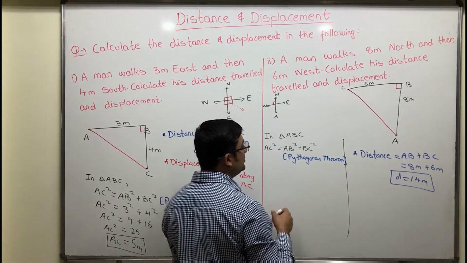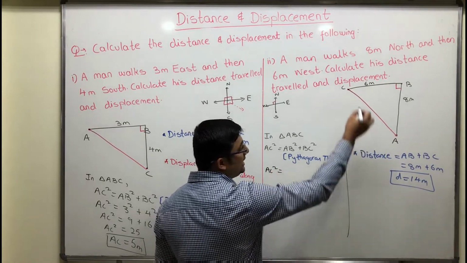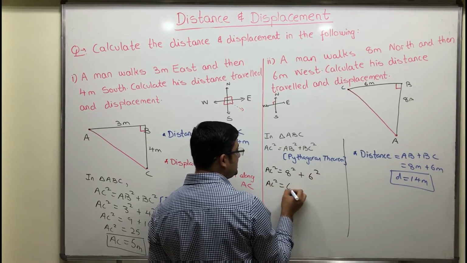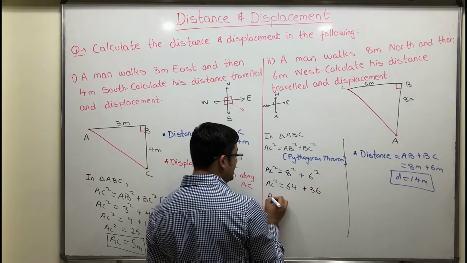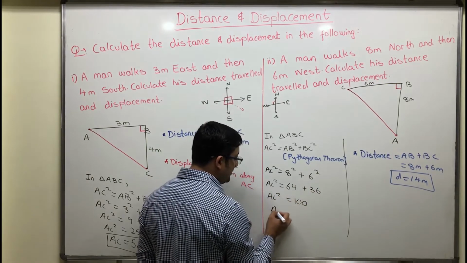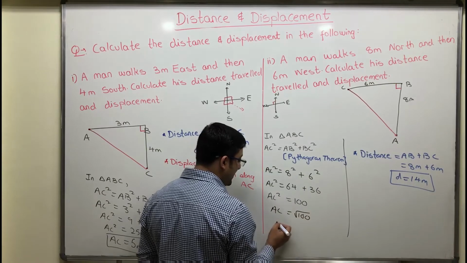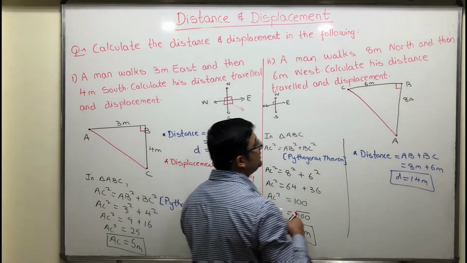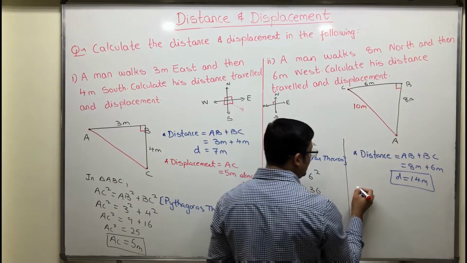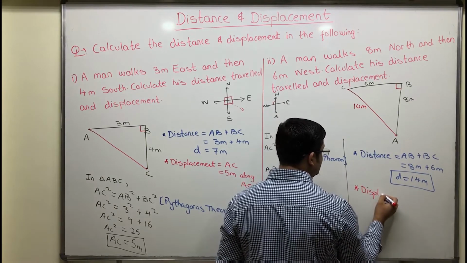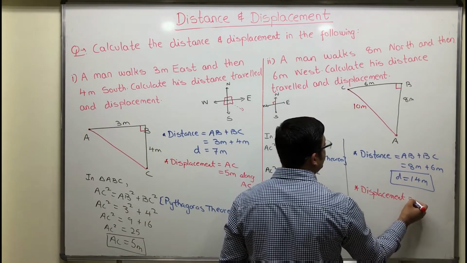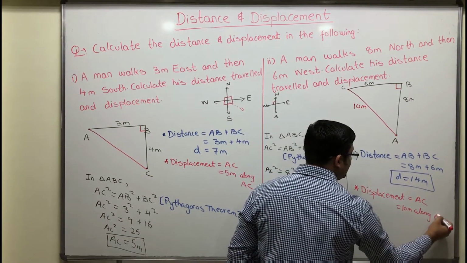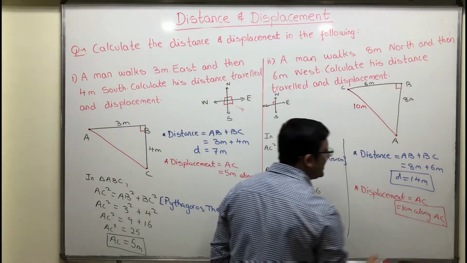Now let's plug in the values. So we have AC square is AB, that is 8 square, plus BC square, that is 6 square. So AC square is 64 plus 36, that is AC square is 100. So how do we find AC? It is nothing but square root of 100, that is 10 meters. So AC is 10 meters. So this over here is our displacement. So I'll mention over here 10 meters. So I'll write down over here, that is displacement is equal to AC, that is basically 10 meters along AC. Don't forget the direction. So this over here is the distance and this over here is displacement.